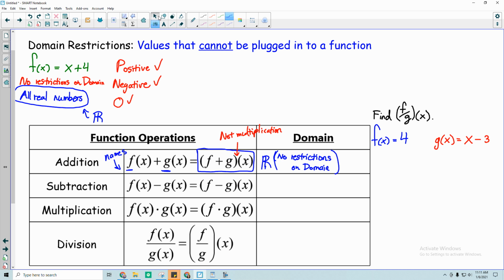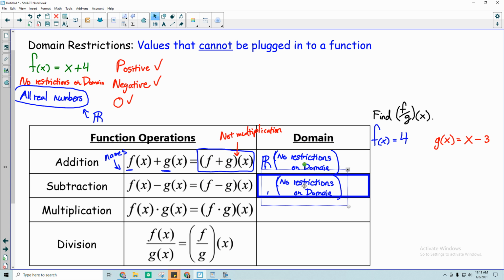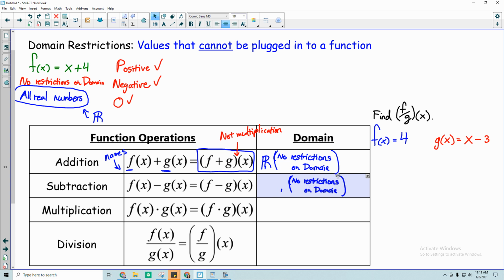And let's go ahead and just copy that and paste it. Oh no. That is okay. Clone this. Boom. So for every single one of these operations, it's going to be all real numbers. There's no restrictions on the domain, okay?